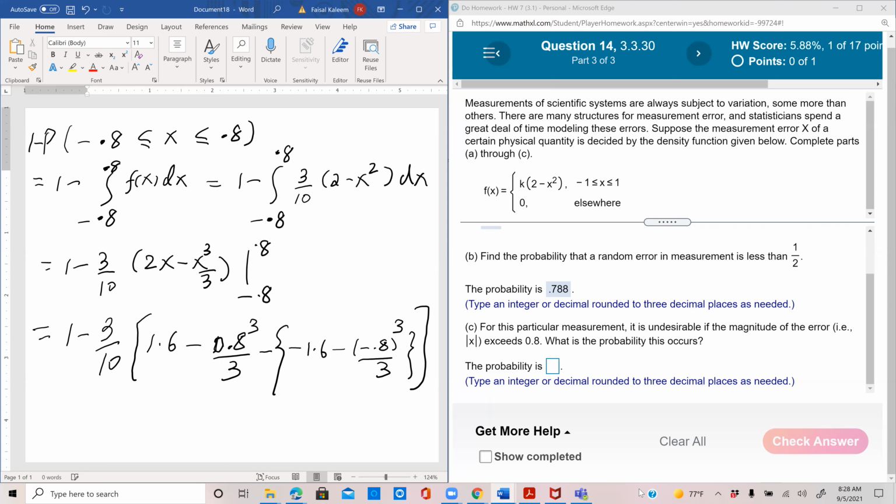And when I simplify all that, let's see what I get. So 3.2 minus 2 times 0.512 divided by 3, that's 2.3. 1 minus the answer. So I get 0.1424. 0.142.